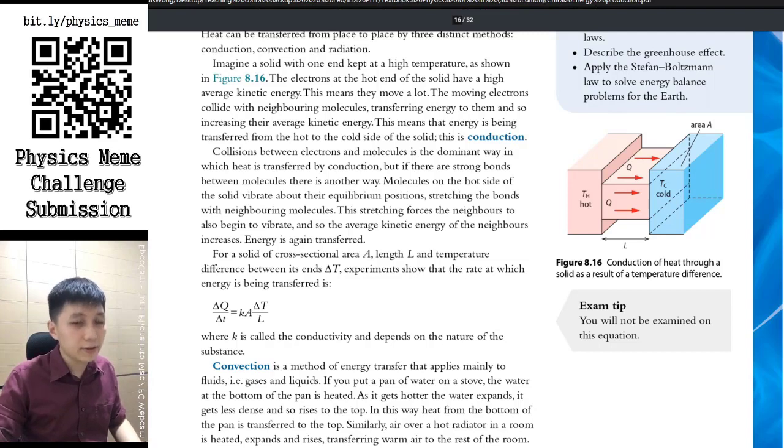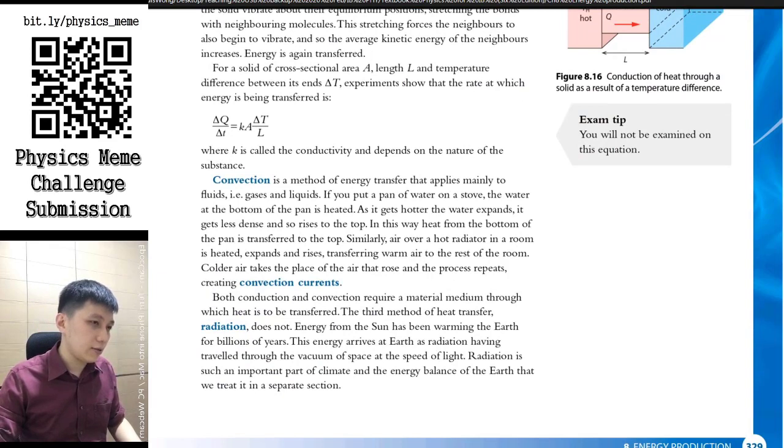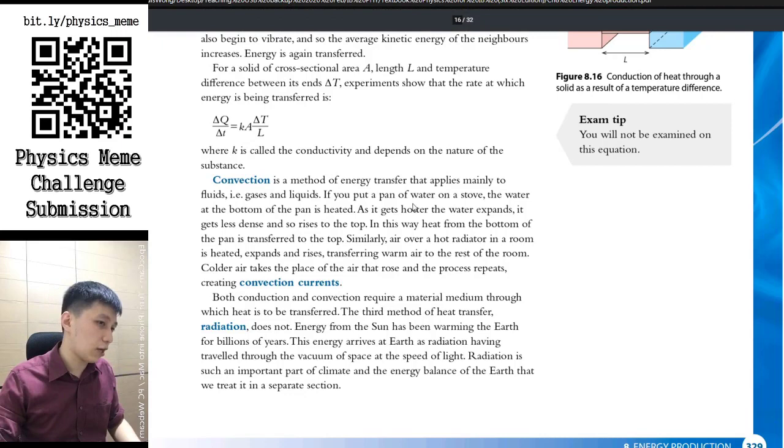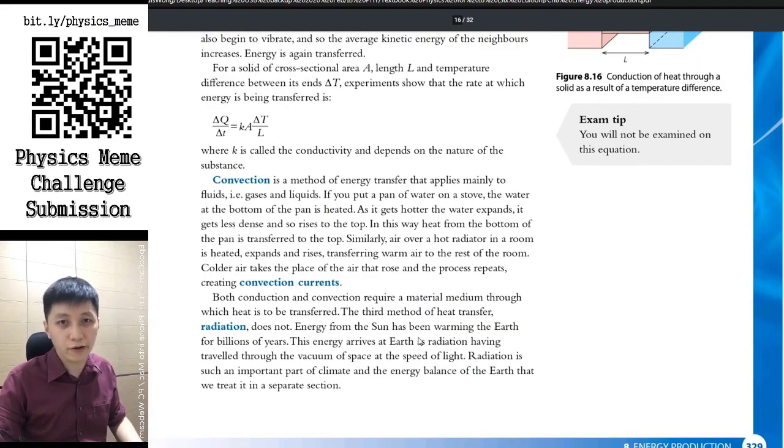Once again, this equation of conduction will not be in the IB exam, so don't worry if you cannot really understand it right now. The second thing that we would like to talk about is convection. For convection, if you go through the textbook, you don't even find a formula. If you're really interested, let me show you very quickly.